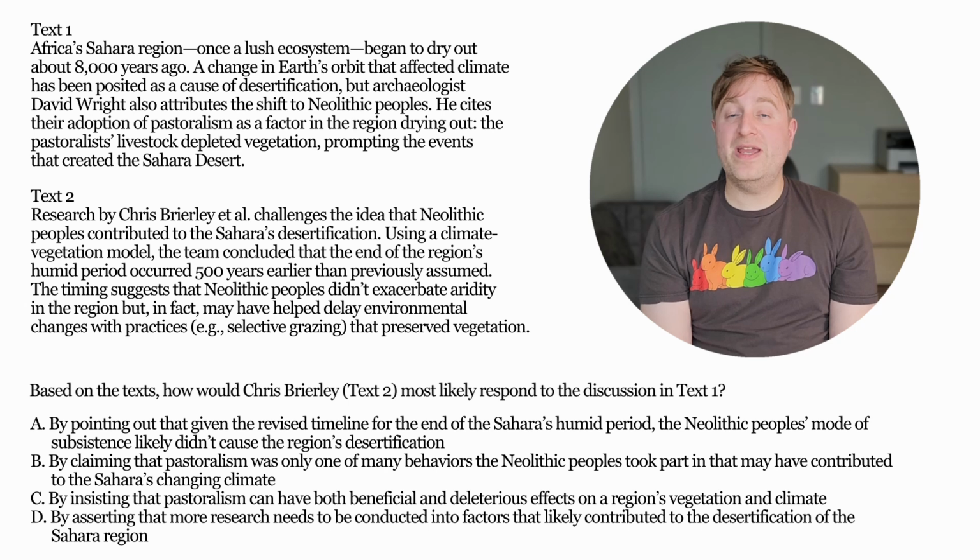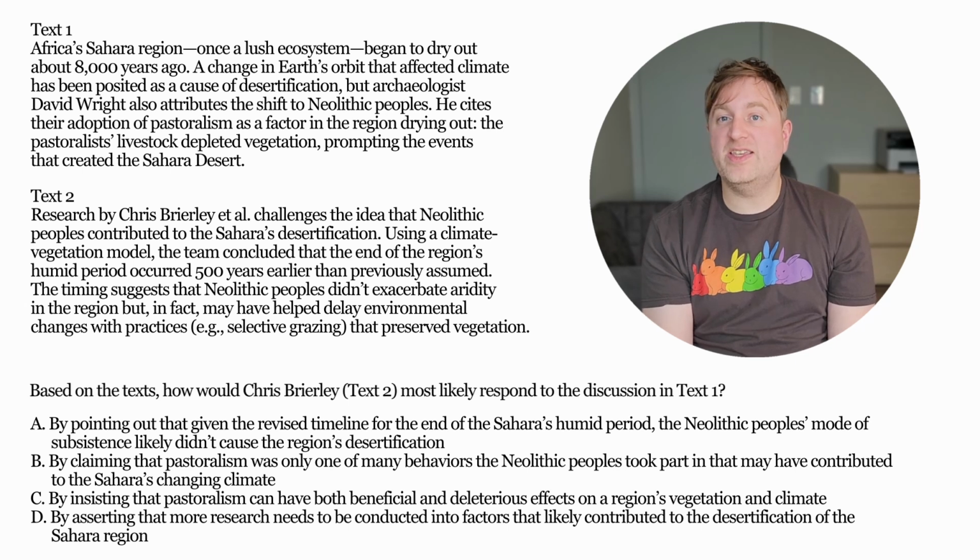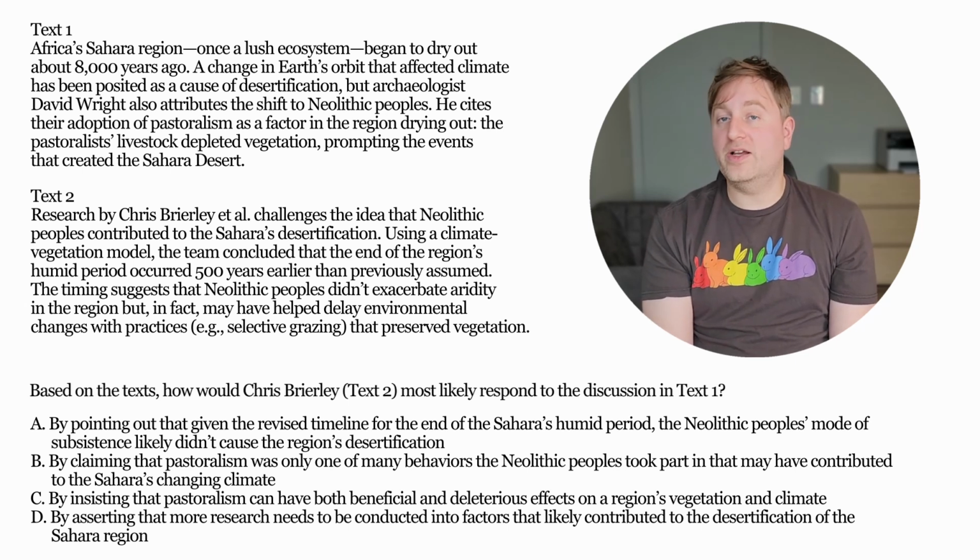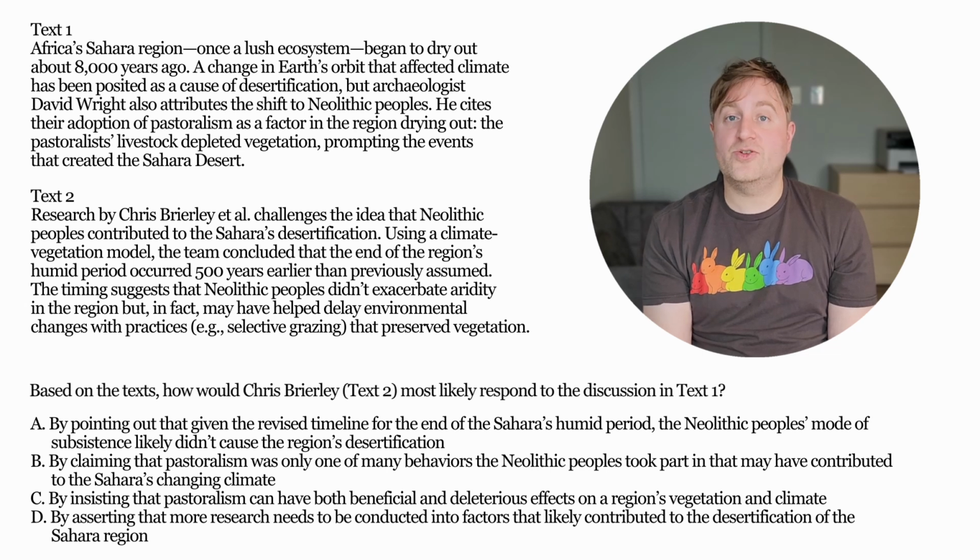So this discussion appears to be about what caused the Sahara Desert to emerge about 8,000 years ago. Scientists seem to agree that a change in Earth's orbit was one of the reasons. But this guy David Wright also seems to think that pastoralism, or people farming livestock, was also a cause. That the depletion of vegetation caused by these people moving in with their pastoral lifestyles exacerbated the climate change and caused the Sahara Desert to emerge.